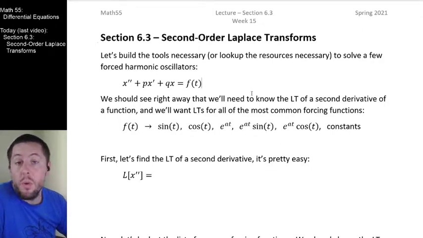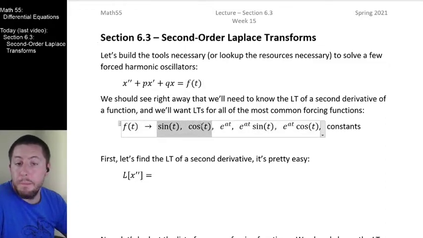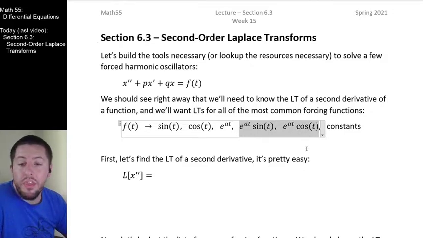So the thing that we should see right away is that if our goal is to expand our toolkit to be able to solve forced harmonic oscillators, the two big things that we need are, we need the Laplace transform for the second derivative of a function, and we also need to know the Laplace transforms for all of the most common forcing functions that we might end up experiencing in our forced harmonic oscillators. In general, and as the book proposes, our most common forcing functions are experiencing periodic forces, experiencing exponential forces, and you should notice we already know the Laplace transform of this guy, experiencing forces that may be periodic, but with the amount of force growing or decaying over time.